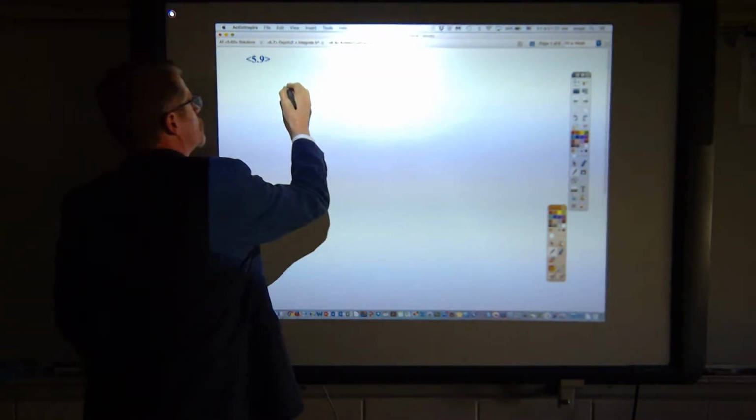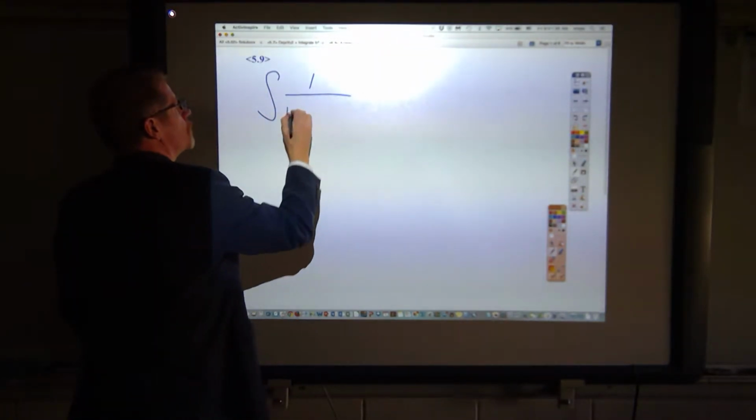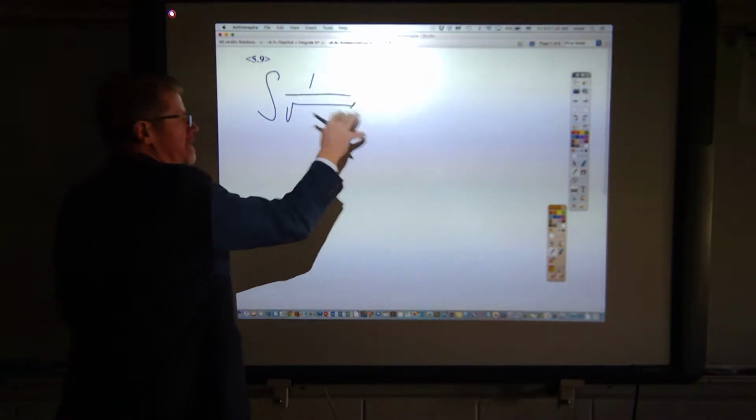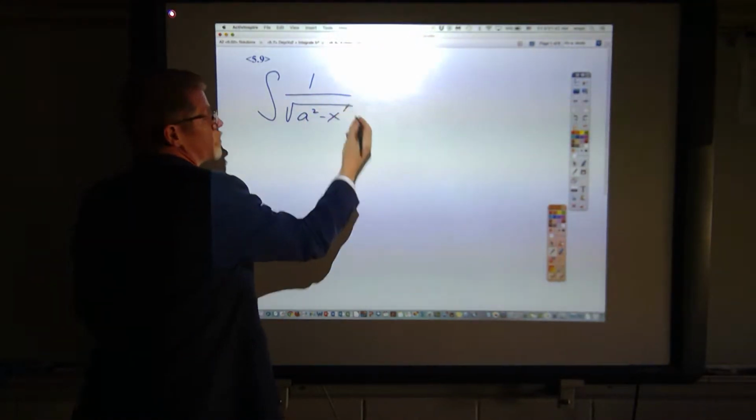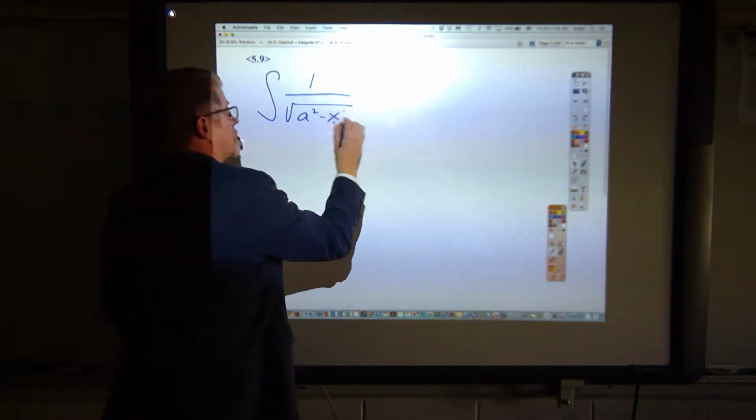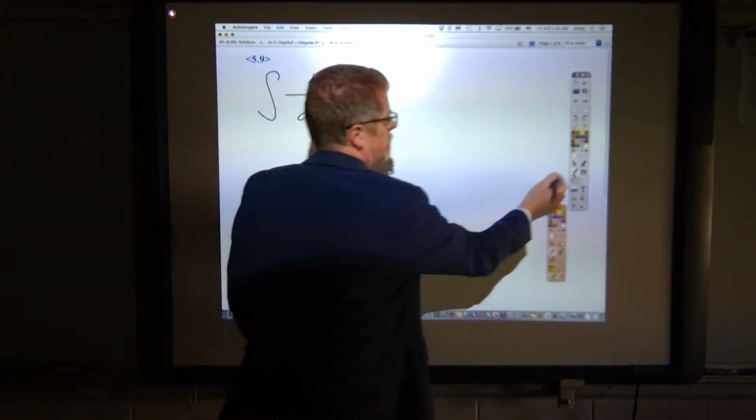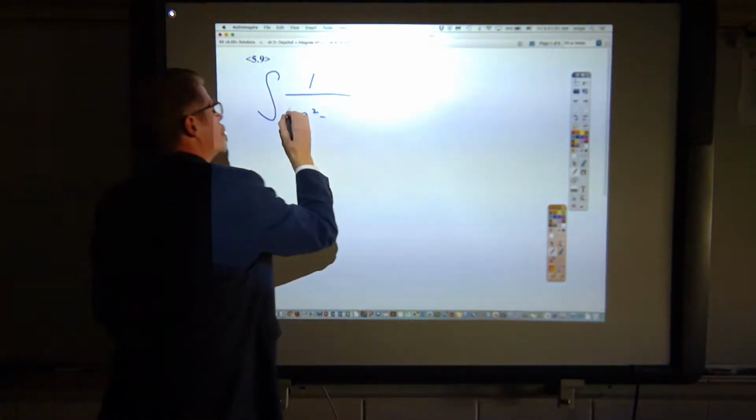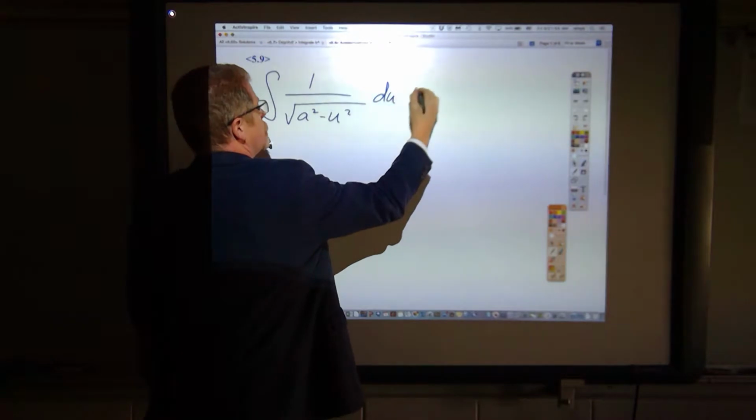student supplied paper or a document, but we need to find the antiderivative of 1 over the square root of not 1 minus x squared, but more generally a squared minus x squared, although we'll make it even more generally, we'll go a squared minus u squared. So this is one of 3 formulas we need: square root of a squared minus u squared du.